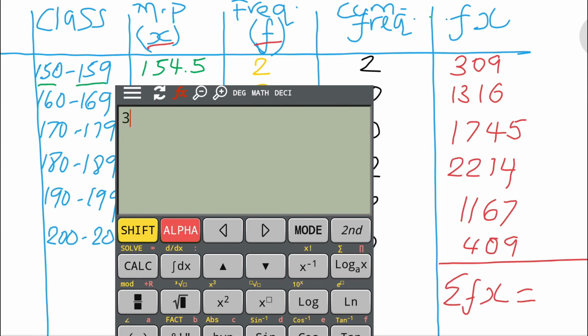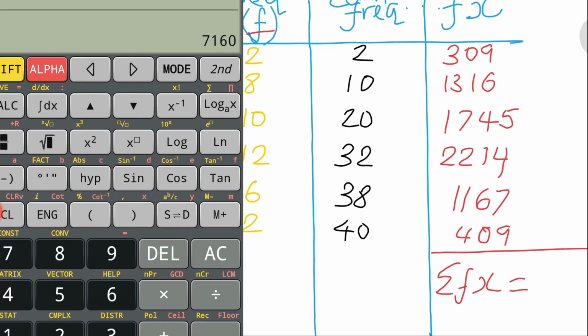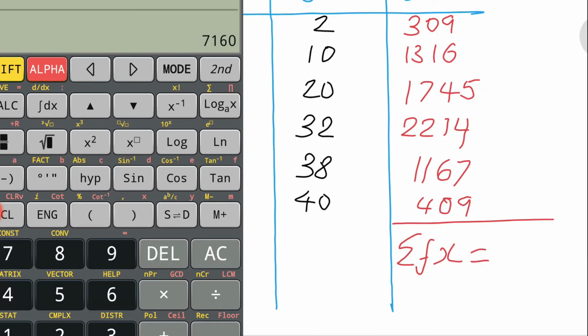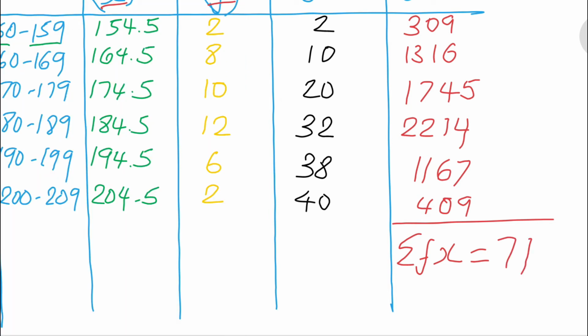So we are going to do 309 plus 1316 plus 1745 plus 2214 plus 1167 plus 409. So we're getting 7160. So that's the summation of fx.